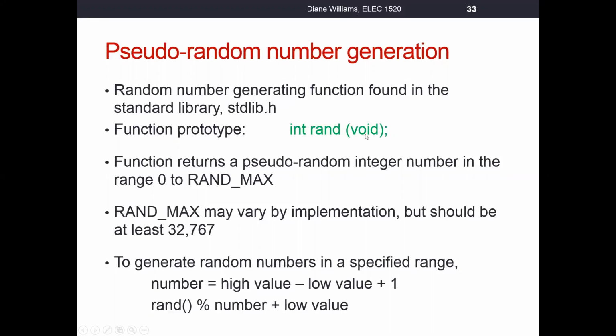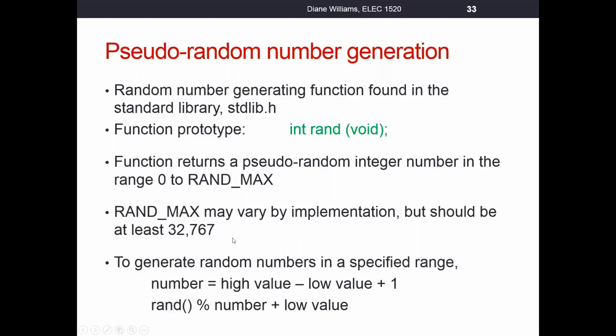The void means it doesn't expect us to pass any information to the function, and it's going to return an integer value. So it's guaranteed to return a number between 0 and RAND_MAX, where RAND_MAX is a preprocessor directive that's defined in that library. It can vary by implementation, but it should be at least 32,767.